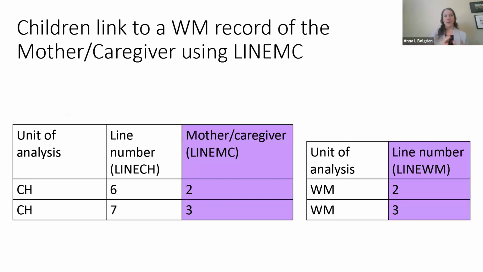Information about this mother caregiver respondent can be found on the child unit of analysis with the variable line MC, for mother caregiver. And this refers to the line number of the individual and can be directly linked onto the woman unit of analysis using that unique identifier of the woman's line number. So this is a way to directly link children to women using the mother caregiver variable.